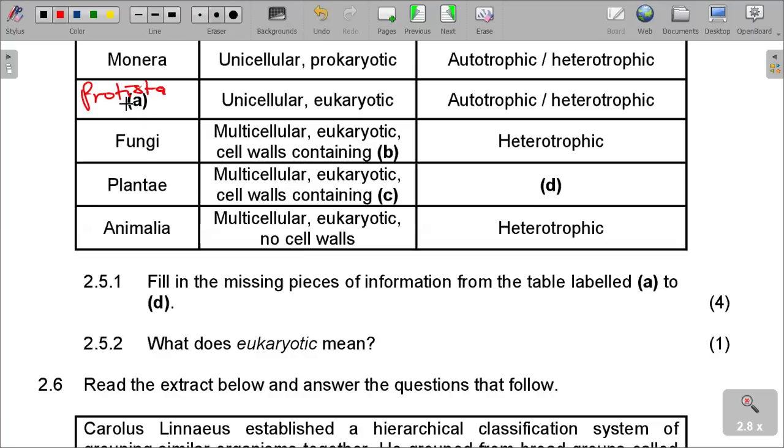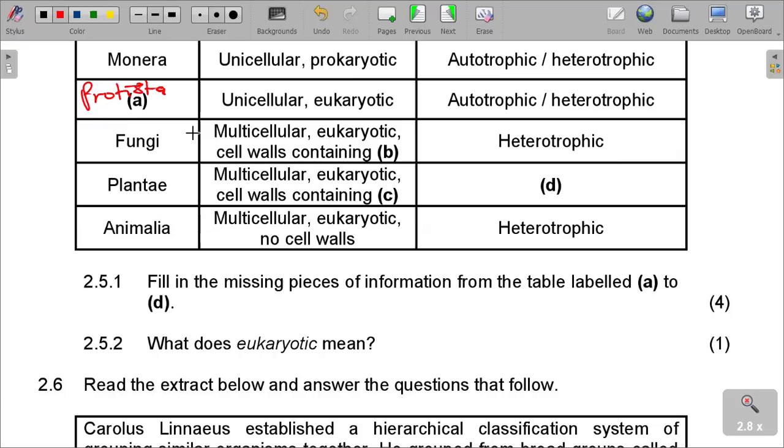Protista, you see? And then that is A. It is protista, and it is unicellular, and it can be autotrophic, and also can be heterotrophic. The fungi is multicellular. It has also got a cell wall containing dash.